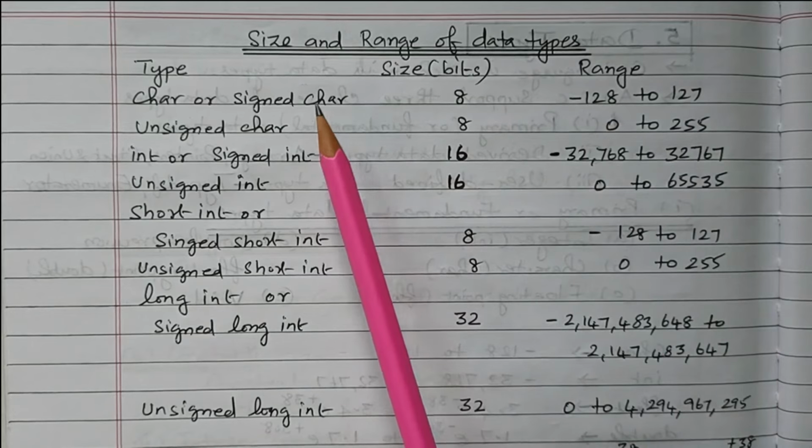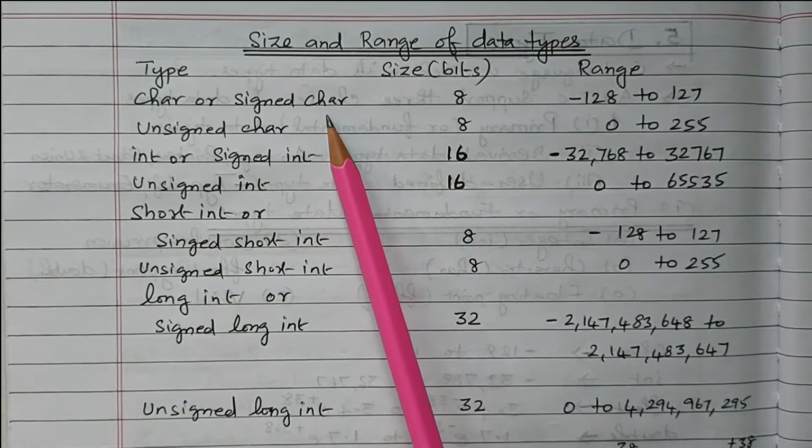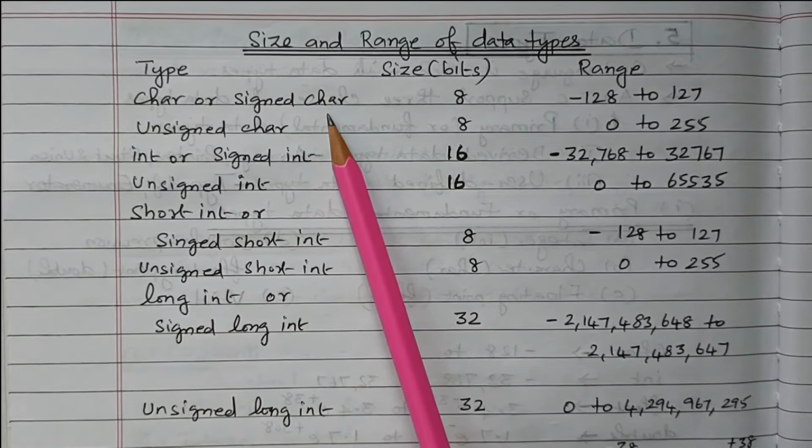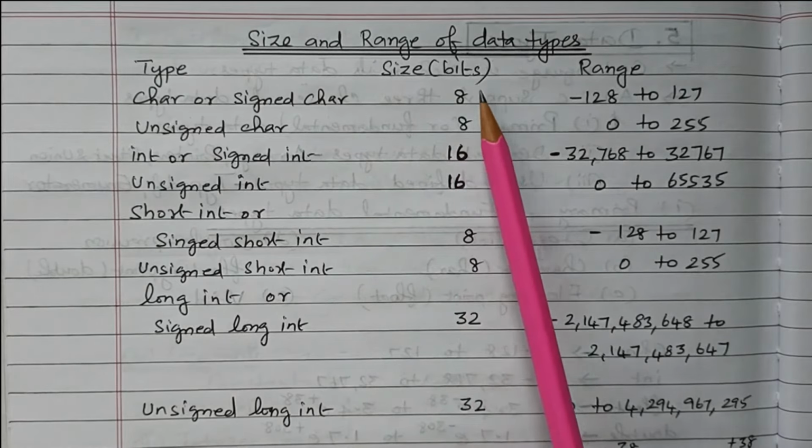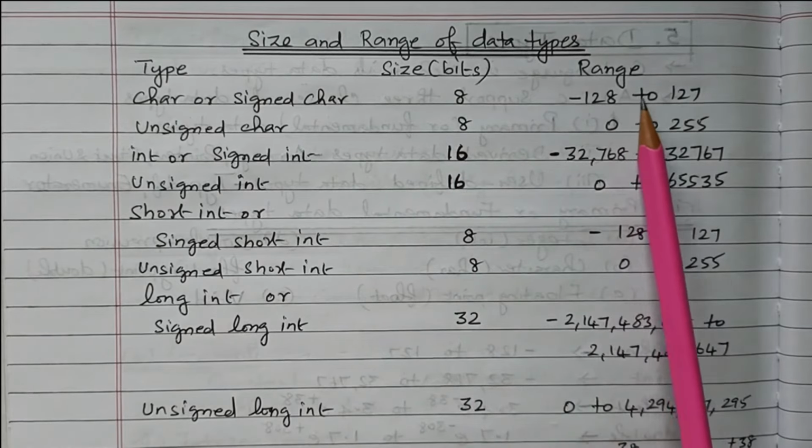Normally a character is specified by ASCII, the American Standard Code for Information Interchange. Each alphabet, character, and special character is given a number. That number is stored in the memory cell. For that, this is the range, right?